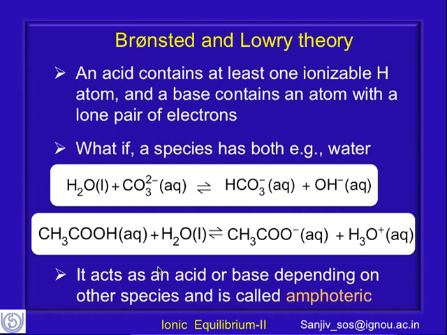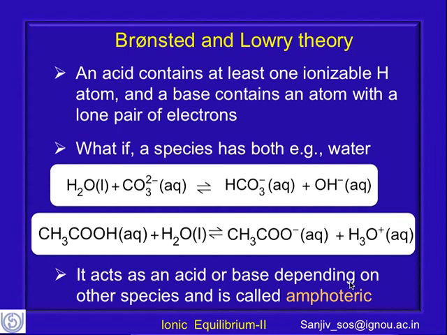That will depend on what the other species in the system is. And such species which can act as an acid as well as a base, depending on the nature of the other species in the system, are called amphoteric in nature. That means water is amphoteric because it can act as an acid or a base depending on the other species in the system.